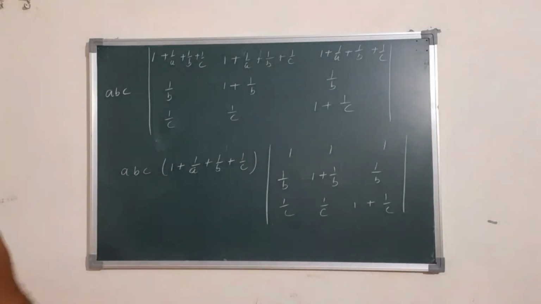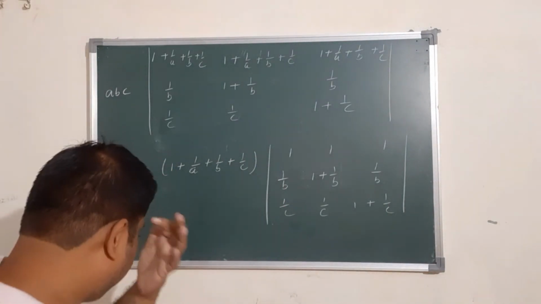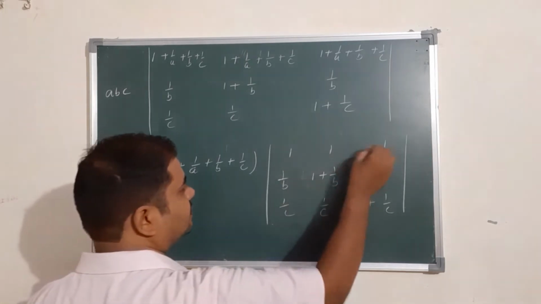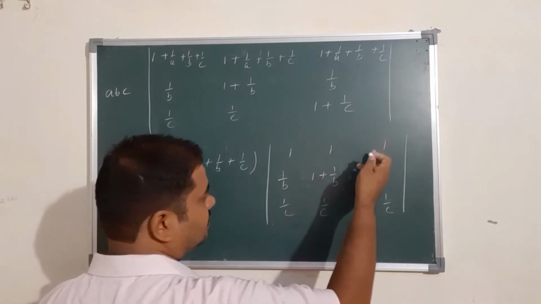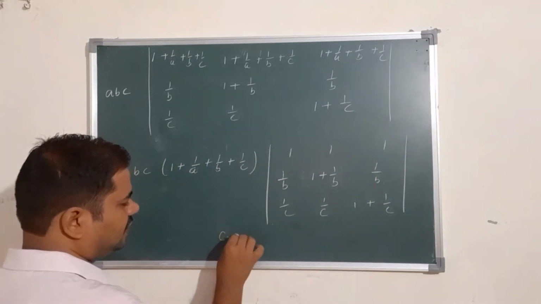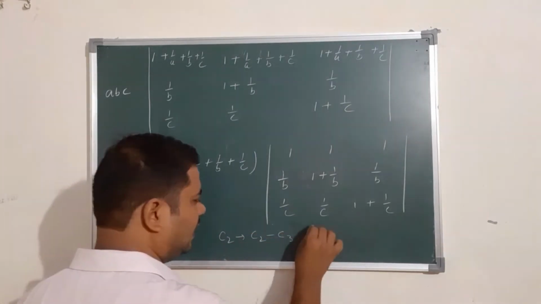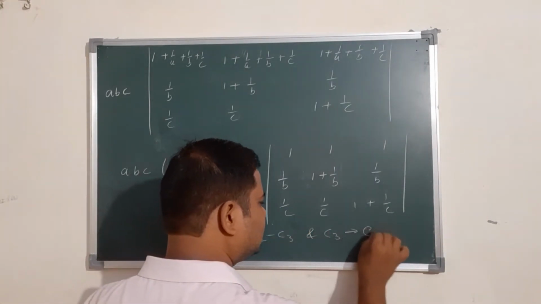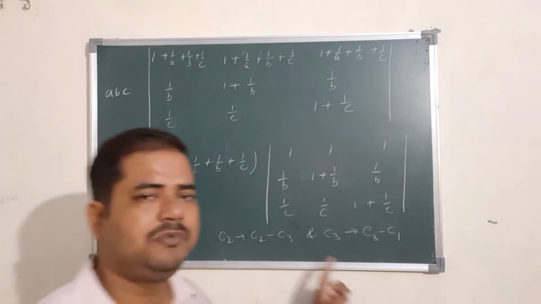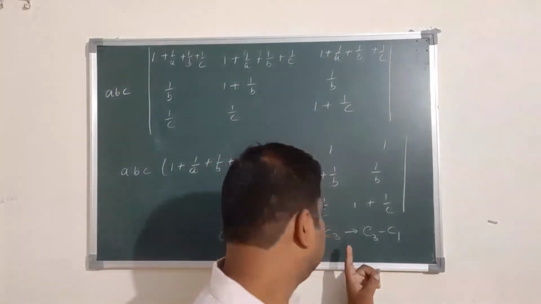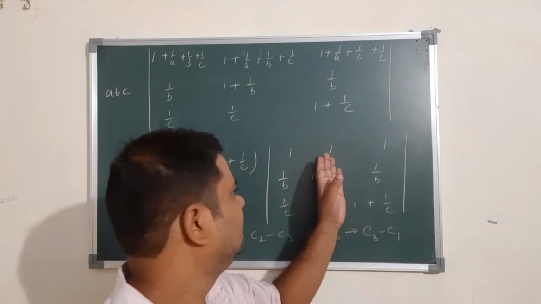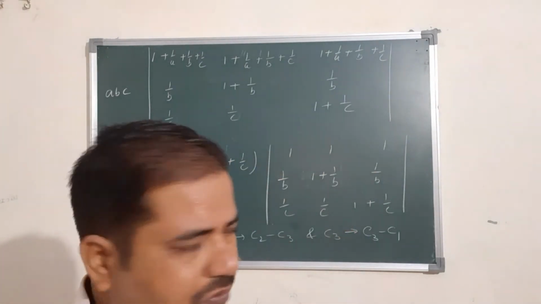Okay. Now if you see here, then we have to apply the next two operations on c1, c2, c3. So c2 tends to c2 minus c1, and c3 tends to c3 minus c1. At the place of c2 we have to write c2 minus c1, and at the place of c3 we have to write c3 minus c1. Then this will be 0.